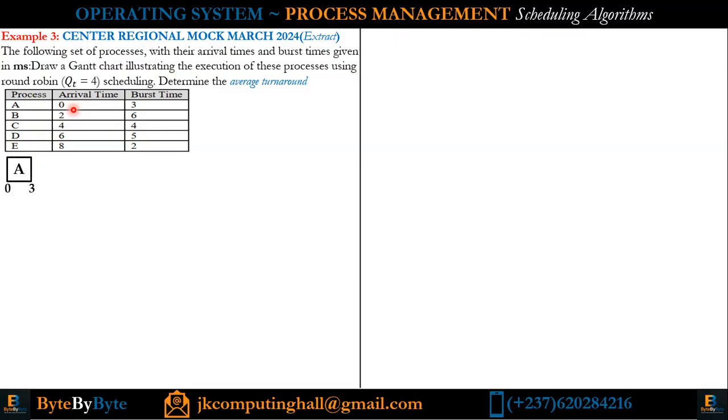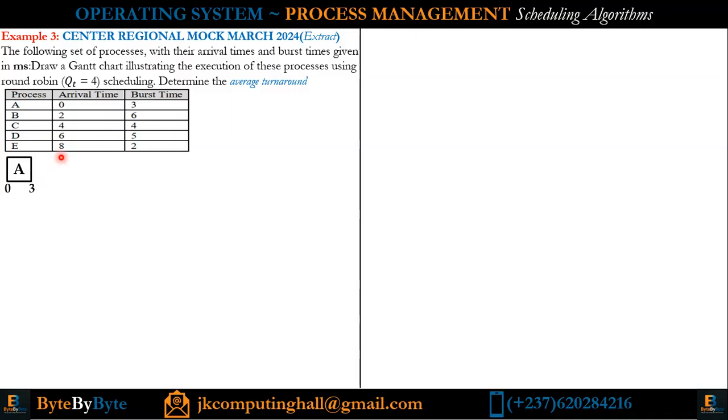So what do we have? We have the first process from 0 to 3. But you will ask yourself, why is it from 0 to 3 where the quantum time is 4? Remember that the quantum time might be above the amount of time a process needs. So A needs to run for 3 units. So that's why it is from 0 to 3 and not up to 4, because he is supposed to run in the CPU for 4 units, but he needs just 3. So he takes his units and he leaves the CPU. So that's how it is.